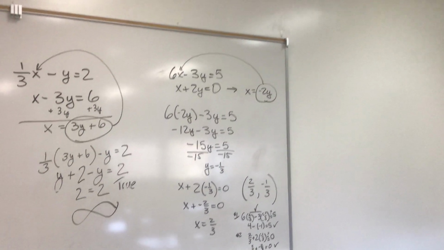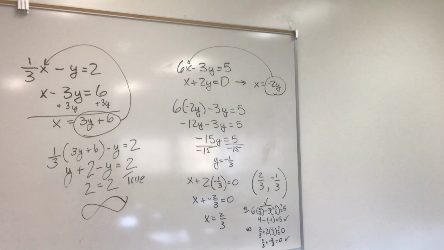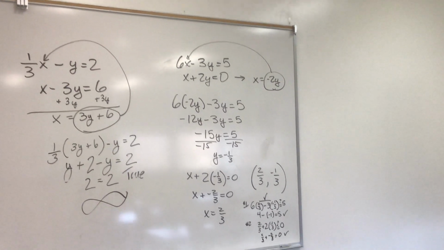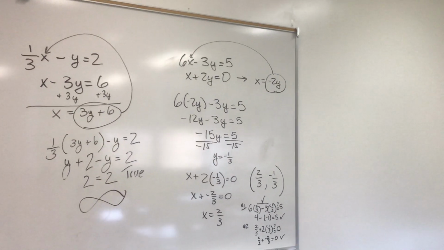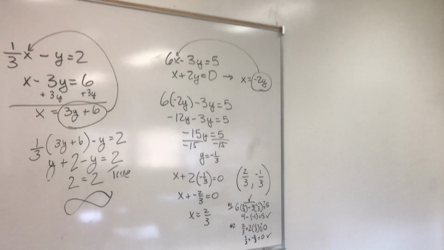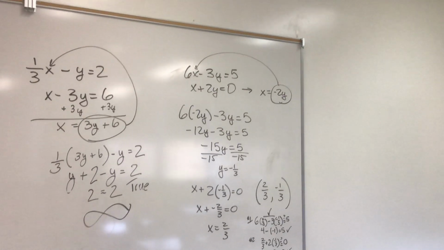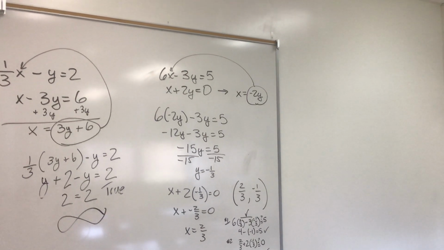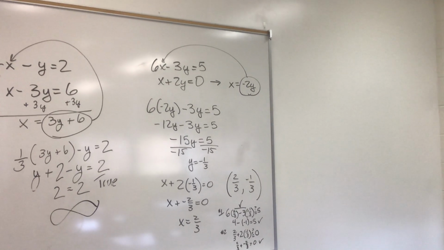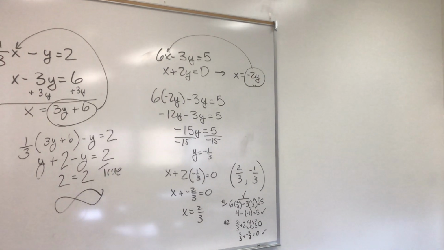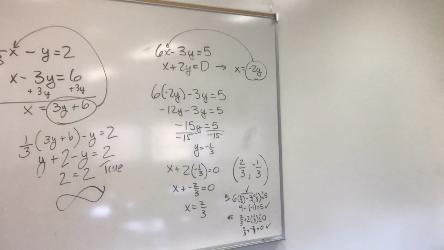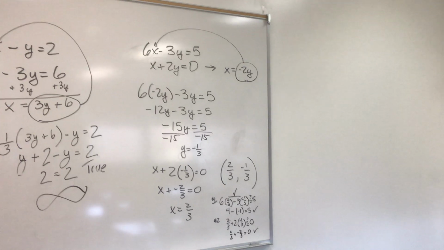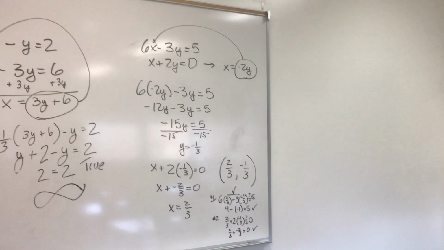I plug that into either equation. I could plug it into the top one or the second one. Doesn't matter, just as long as it's the original one. I went ahead and picked the second one. X plus 2 times negative 1/3 equals 0. X plus negative 2/3 equals 0. Add 2/3 to both sides. X equals 2/3. So my ordered pair, my solution, is 2/3 comma negative 1/3.